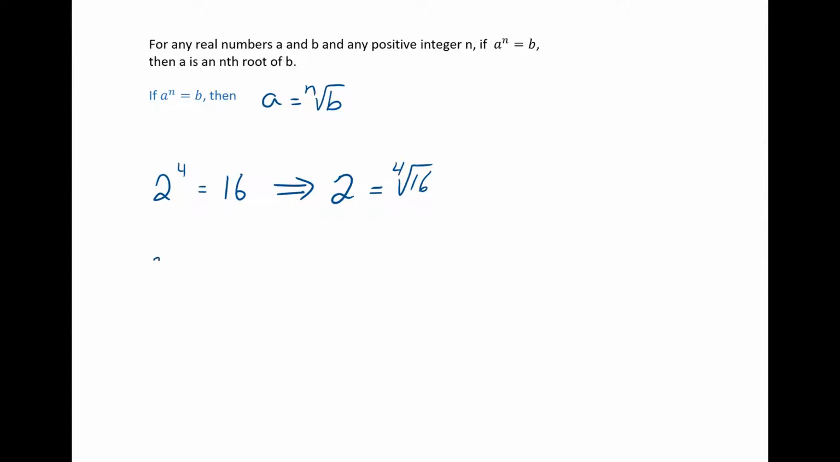What is the 3rd root of 27? So what number times itself 3 times is equal to 27? 3. Try another one. What is the 3rd root of 64? What number times itself 3 times is equal to 64? It's kind of what we're thinking in our heads. 4 times 4 is 16, times 4 is 64. So 4 is our number. Got it.